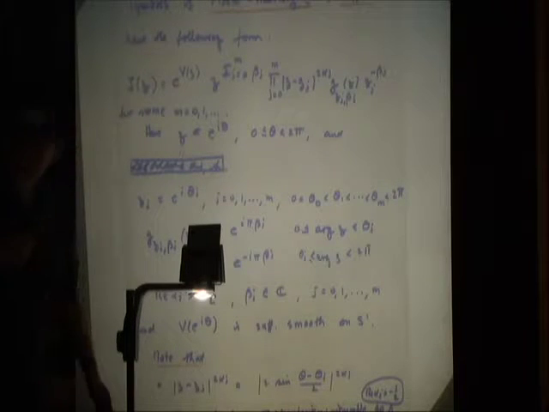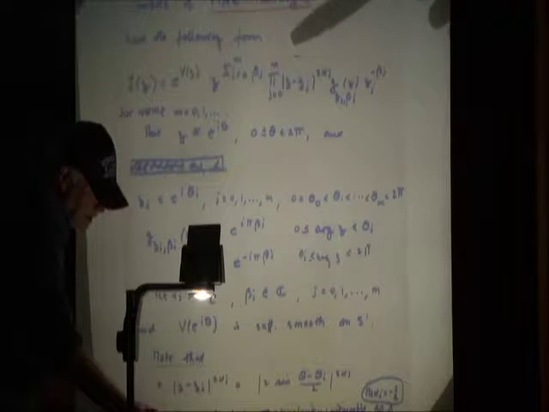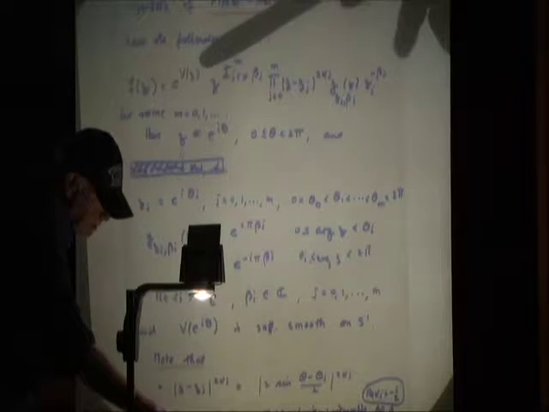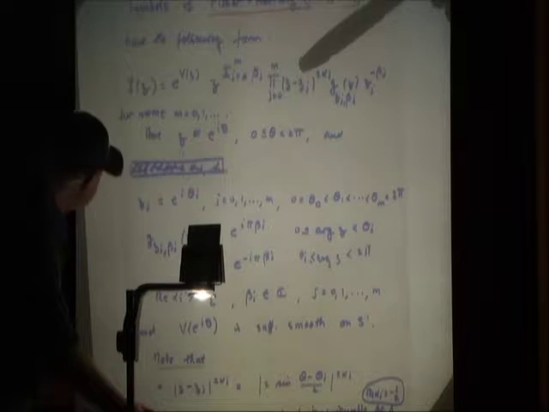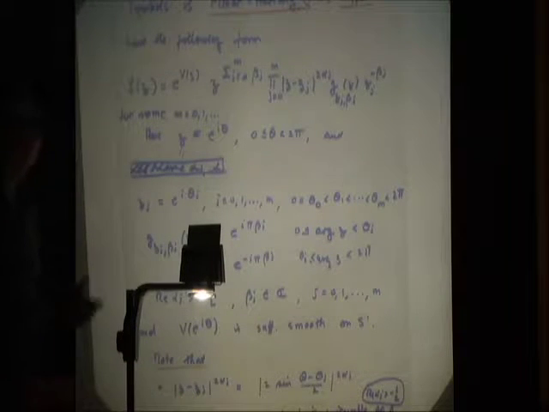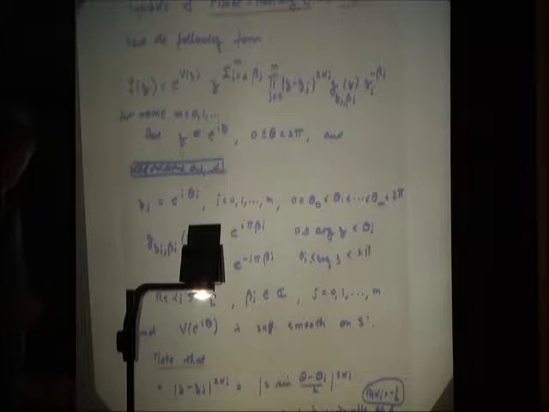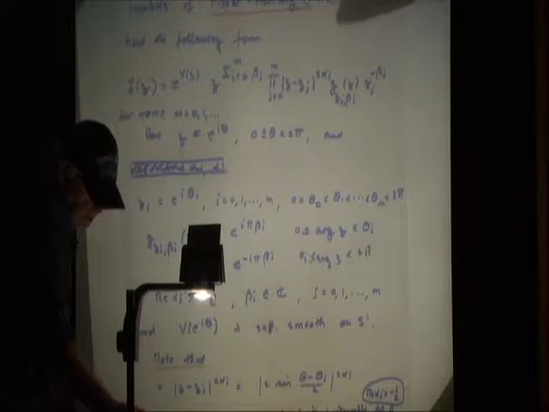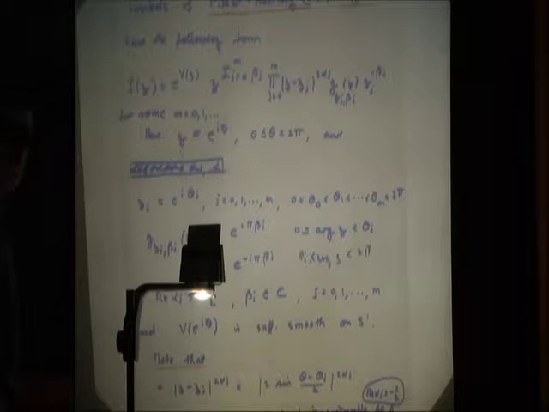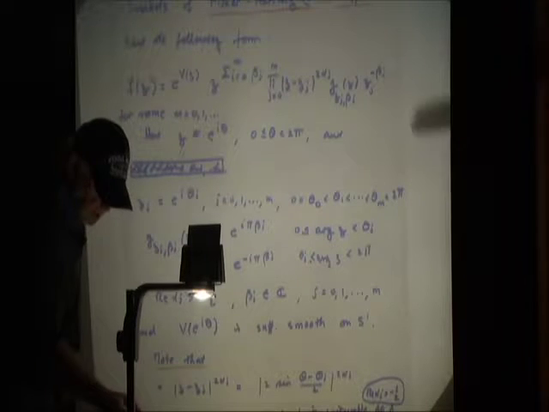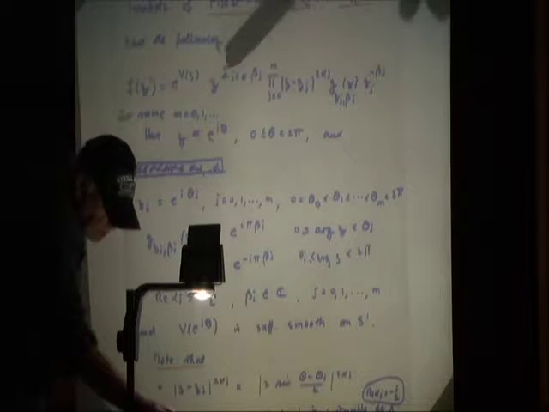Sorry. I don't have a pointer. Maybe I can try. Okay. Come in this way around. So this piece over here, the e to the minus V, is the regular piece.